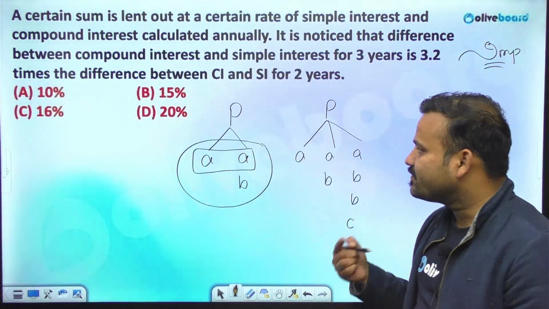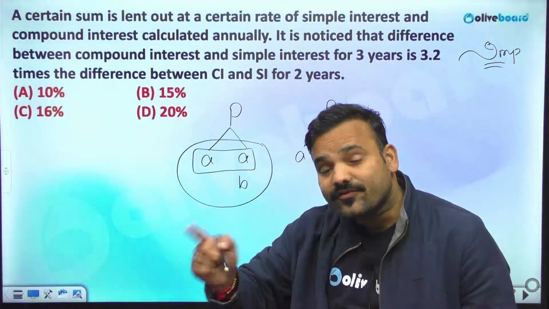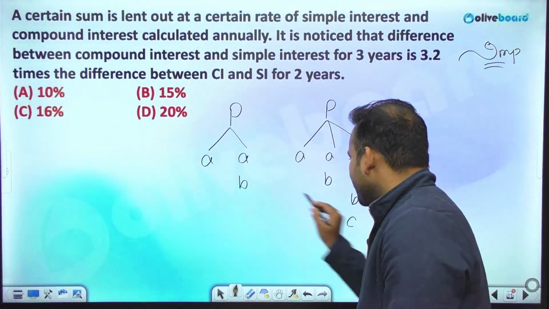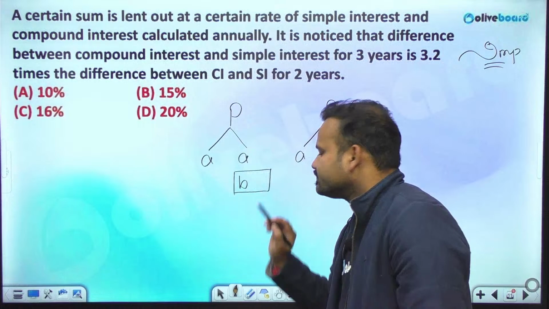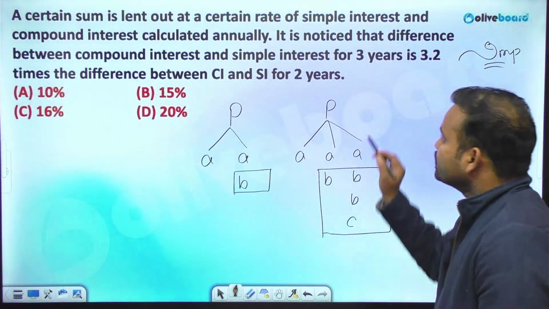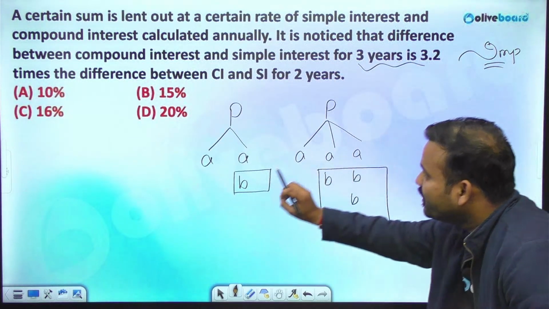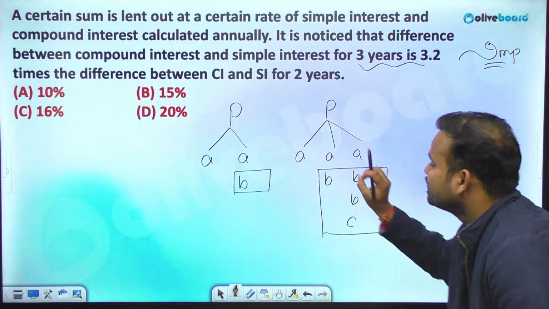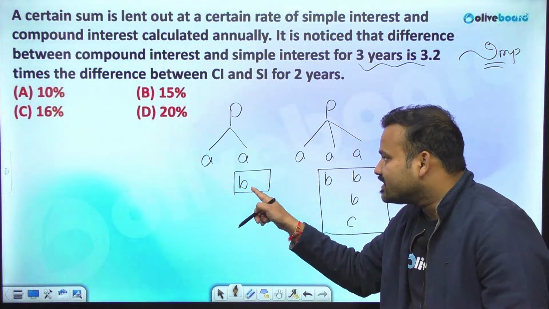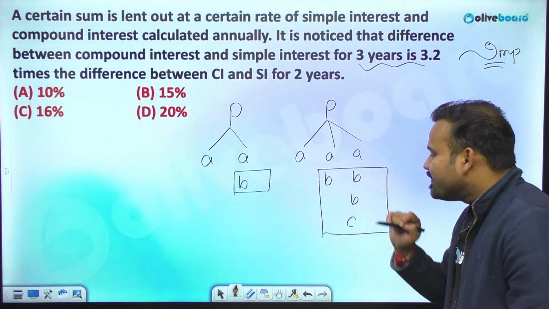So what is the difference between CI and SI? For the first year, CI and SI are the same, but from the second year there is a difference. This particular value is the difference of CI and SI. And in 3 years, this will be the difference between CI and SI. The question says the CI-SI for 3 years is 3.2 times the CI-SI for 2 years. In 2 years, we are getting the difference of CI-SI as B, and in 3 years, I am getting the difference of CI-SI as 3B plus C.